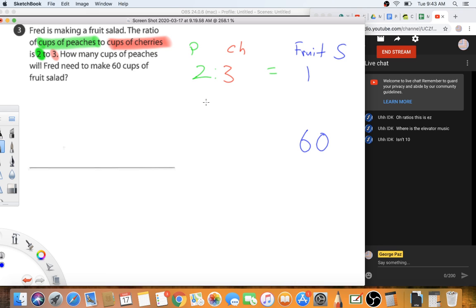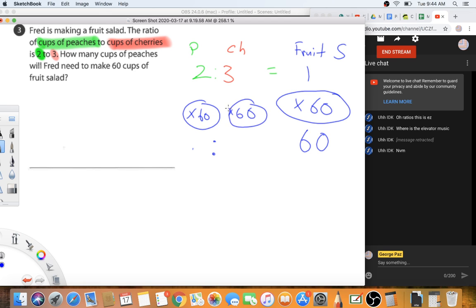This we can do the same trick as before. Sorry about this. To go from one fruit salad to 60, we do times 60. That's how many he needs. But for each fruit salad, he needs this amount. So if it's asking us how many peaches, which is this section here, all we need to do is multiply by 60 for each section.